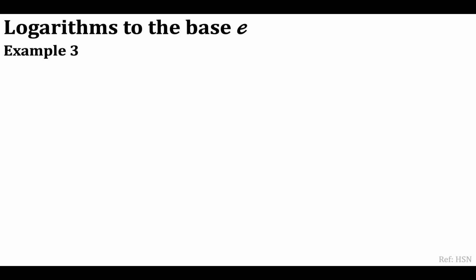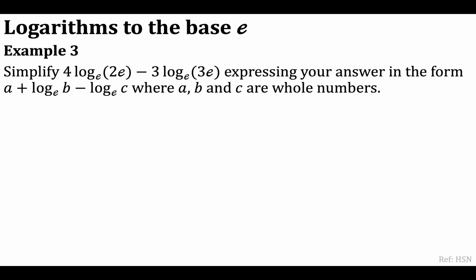Okay, welcome back folks, and we'll take a look at example 3 here. We want to simplify 4 log to the base e of 2e minus 3 log to the base e of 3e, expressing your answer in the form a plus log to the base e of b minus log to the base e of c, where a, b and c are whole numbers.